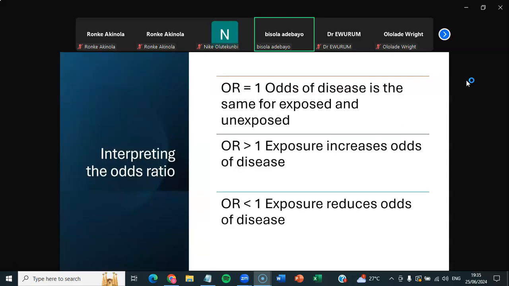And how do we interpret the odds ratio? If we get an odds ratio of 1, the odds of the disease are the same for the exposed and the unexposed. If we get an odds ratio greater than 1, exposure increases the odds of the disease. Less than 1 reduces the odds of the disease.